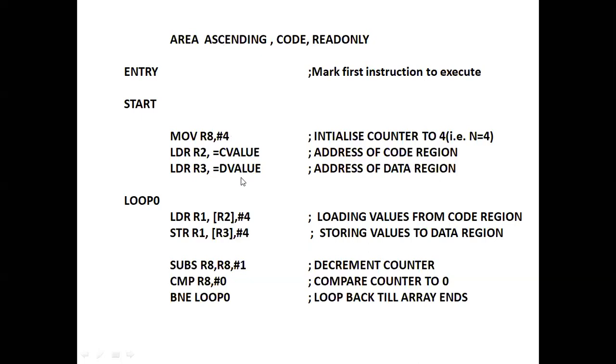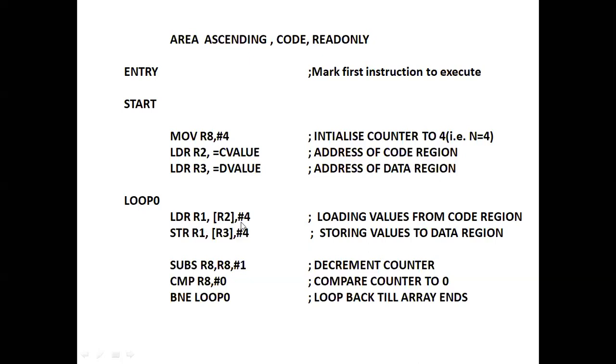Whereas LDR R3, =D_value: we are in the data region, where we specified D_value as a variable. That D_value address we are loading into the R3 register. So here R2 and R3 contain the addresses.